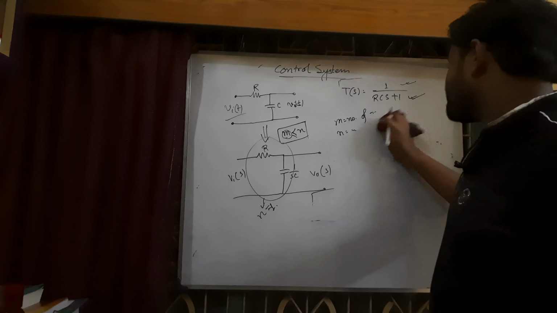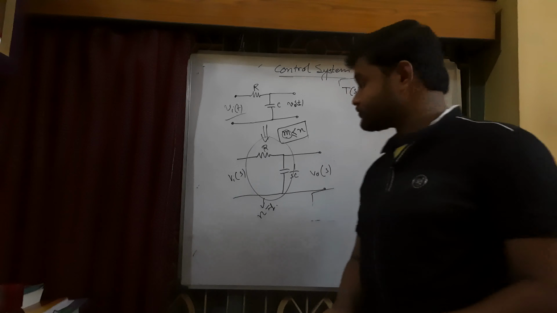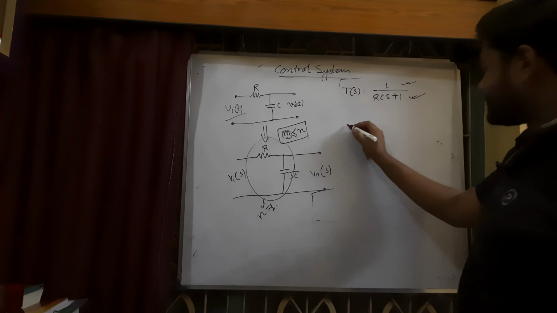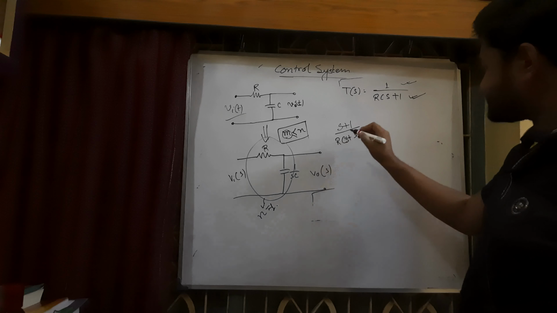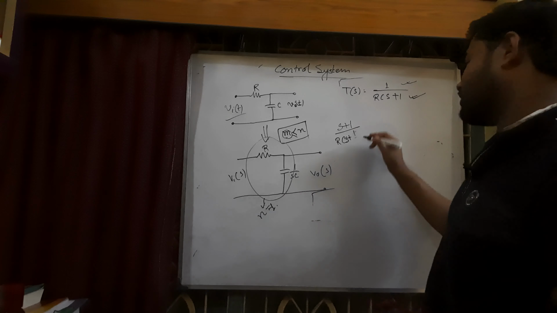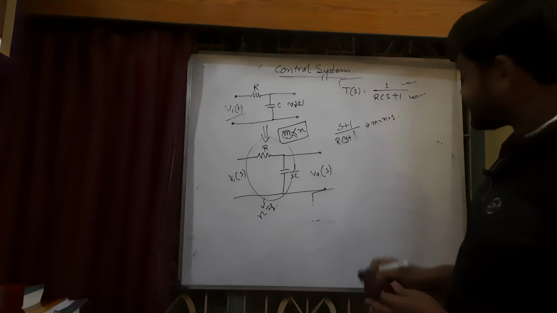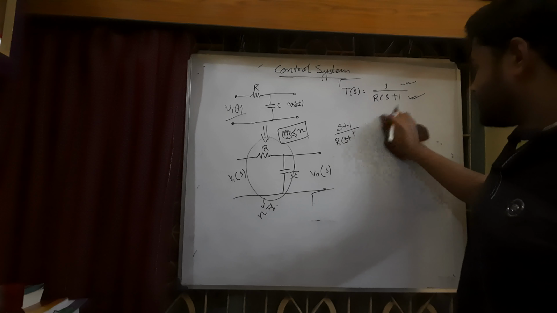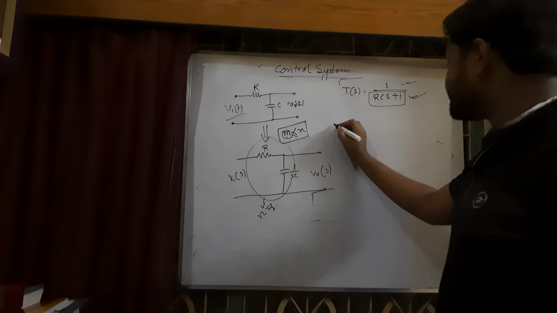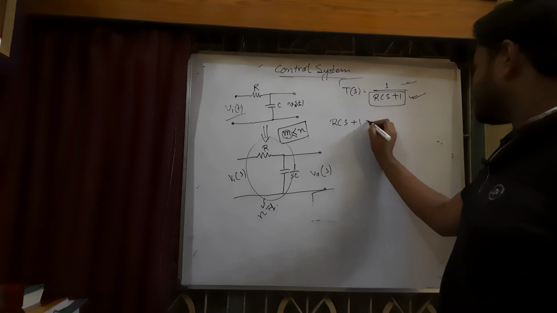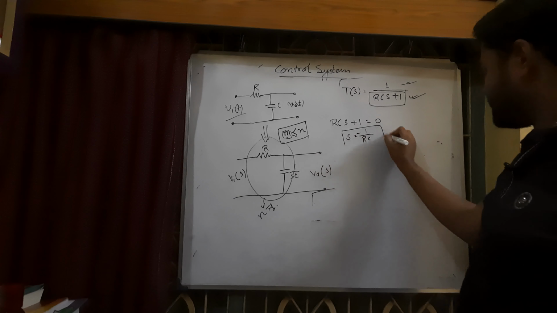So if a system has order 1, then it will be having only one pole of this form. Now if it is something like s plus 1 in the numerator and RCs plus 1 in the denominator, then the order would be still m equals n equals 1, but there will be a zero and a pole. But in this system we have only one pole, and to find the pole, let us equate the denominator to 0, and s equals minus 1 by RC.